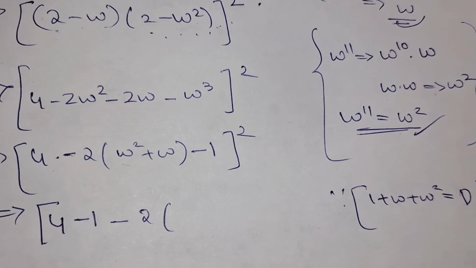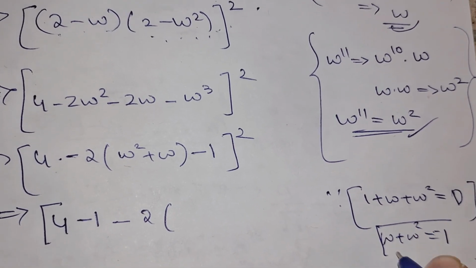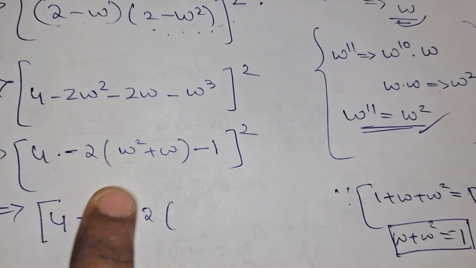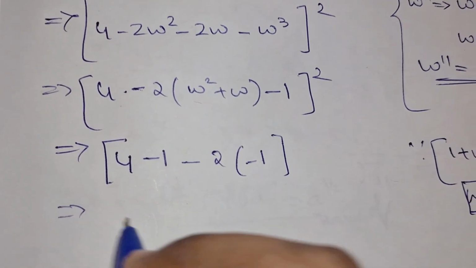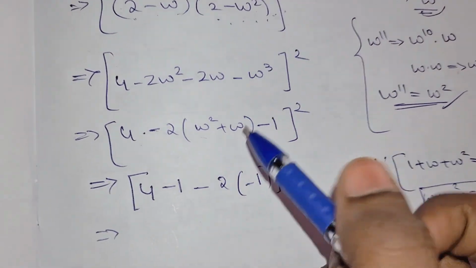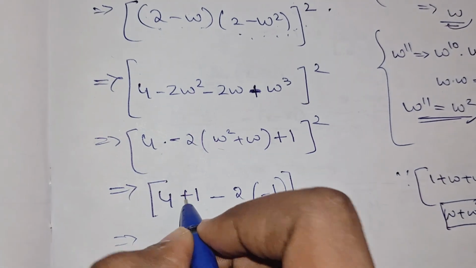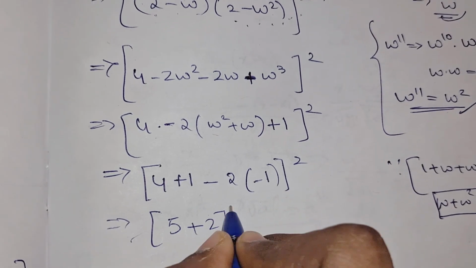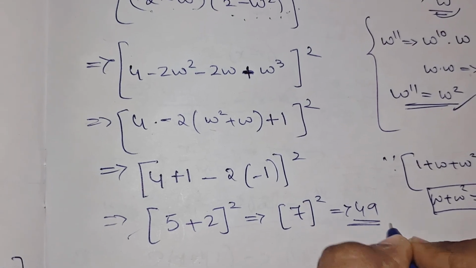From this, omega plus omega square value is minus 1. Am I right? So we'll substitute this value of omega plus omega square here. Here minus into minus is plus, so we'll get plus omega cube. So it's plus 1 and here it is also plus 1, so we'll be left with 5 plus 2 whole square, which is equal to 7 square, which is 49.